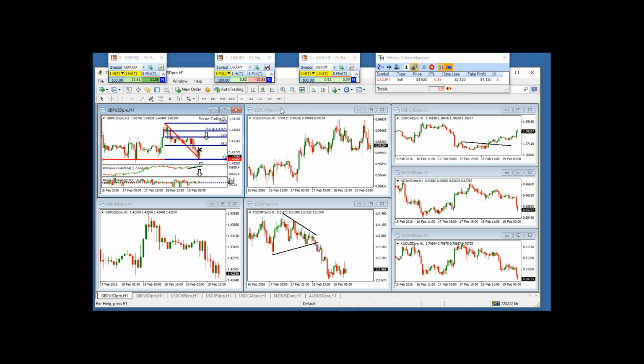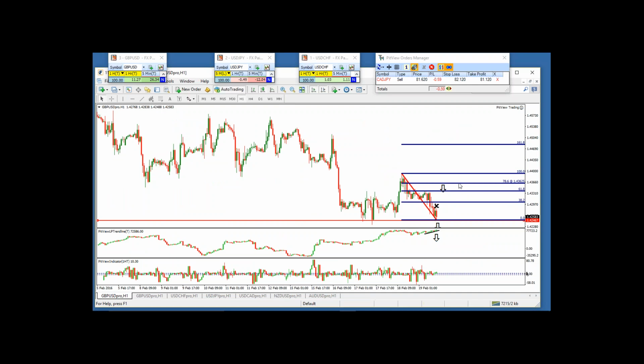And I would still favor the short side on it. And then if it does start coming up, still look to favor the short side. This is one where we probably wouldn't even have to talk about the short side until possibly Monday morning.